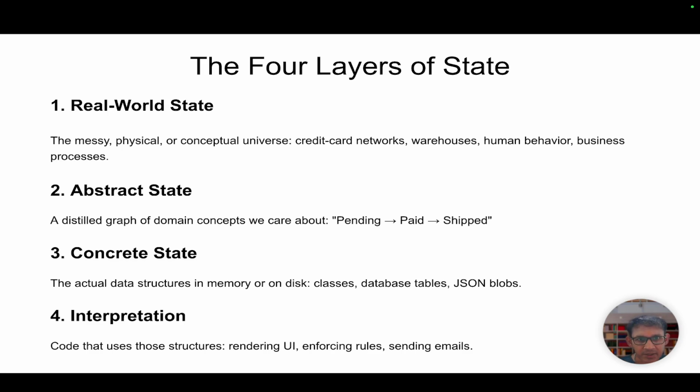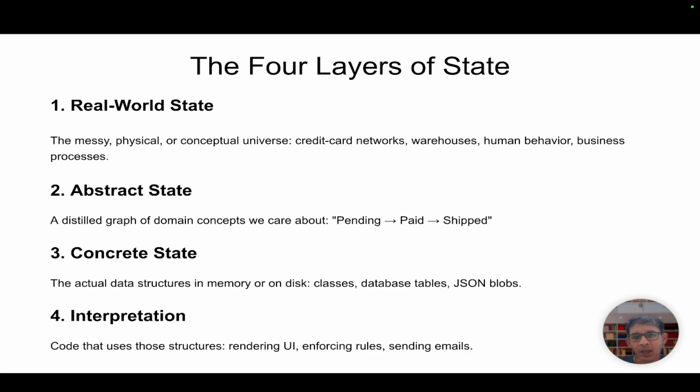The third layer is concrete state. This is where the rubber meets the road. These are the actual data structures we use in memory or store on disk. We're talking about classes, database tables, JSON blobs, and all the technical implementation details that make our abstract model real. The fourth and final layer is interpretation. This is the code that actually uses those data structures to do the useful work: rendering user interfaces, enforcing business rules, sending emails, and all the other behaviors that make our software valuable.